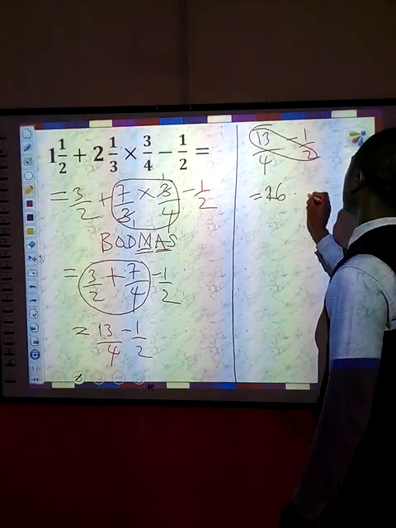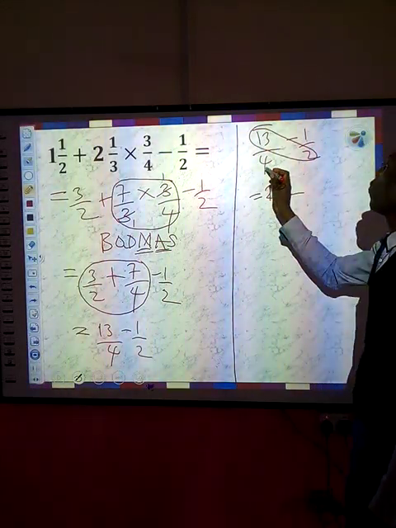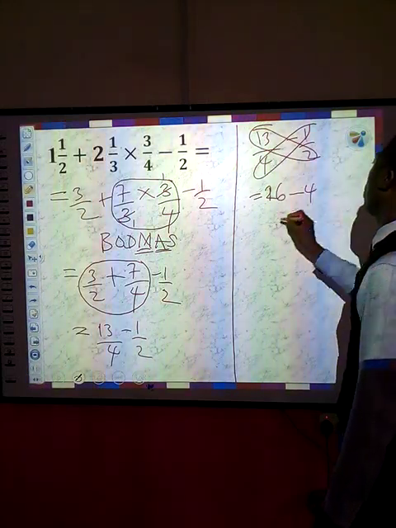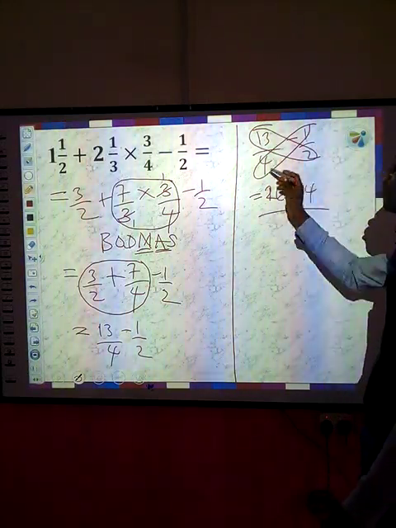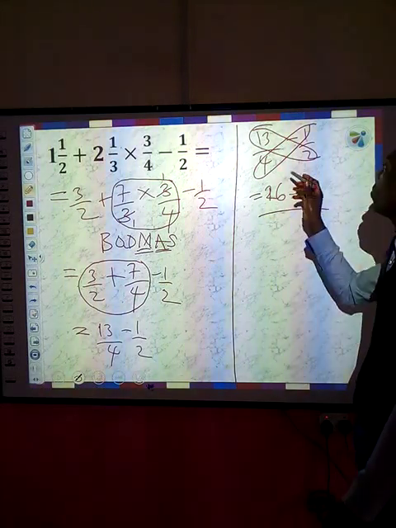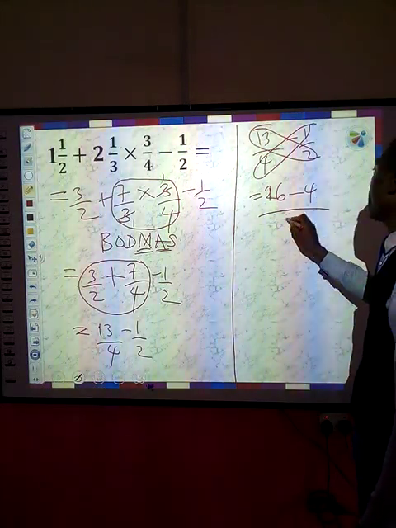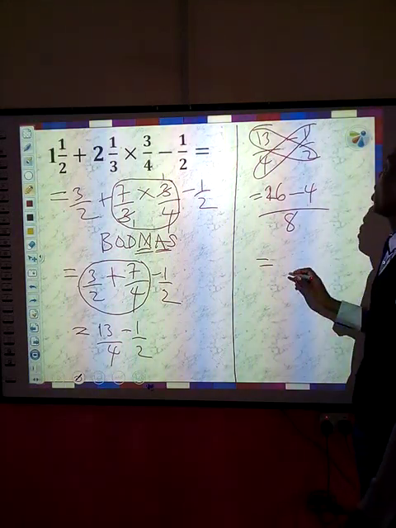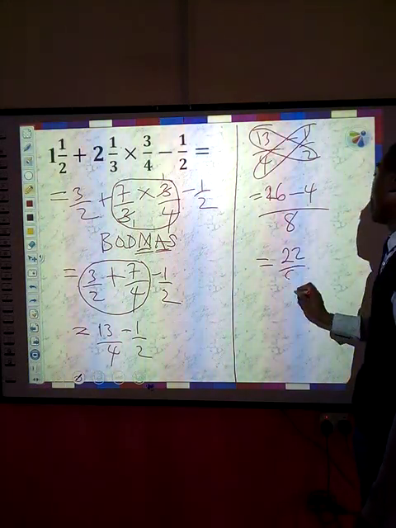This subtraction sign, you place it, and then 4, you go this way this time around. So 4 times 1, you get a 4. You place the answer all over. Now you multiply the denominators together by saying 4 times 2. If you do that, you're going to get 8. Now if you remove 4 from 26, that will give you 22 all over 8.